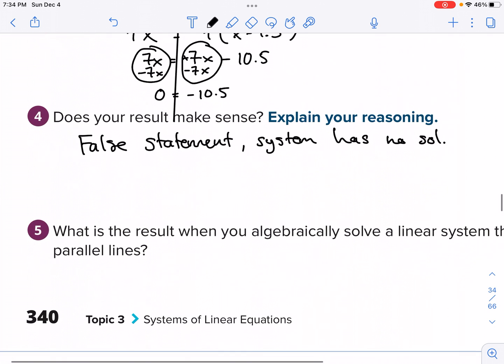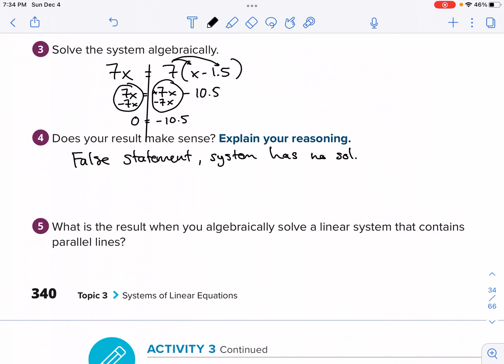Okay. And then number 5, what is the result when you algebraically solve a system that contains parallel lines? We already answered that. It's just a false statement, right? So we had 0 is not equal to 10.5, right? If you have $10.50, it's not the same thing as having $0, right? That's never gonna be true. Okay.